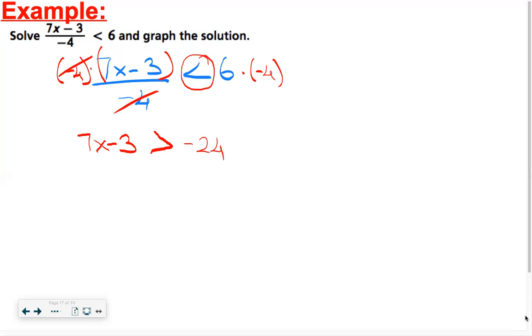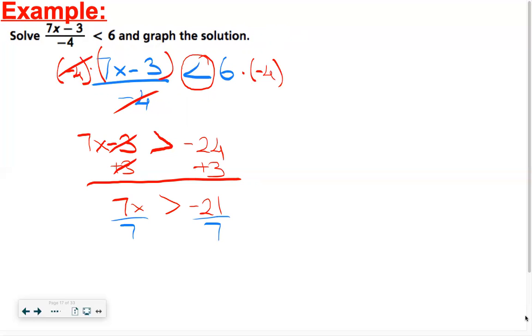After that, you need to add 3 to both sides. You will get 7x is greater than -21. When you divide both sides by 7, x will be greater than -3. Let's graph this.